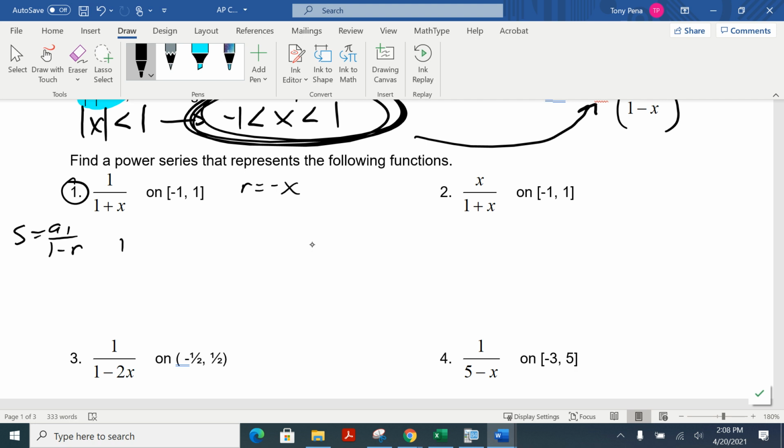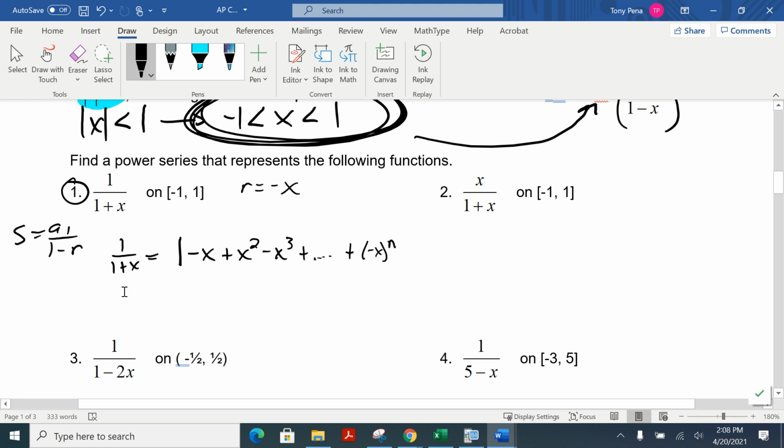So what that would be, the 1 over 1 plus x, would have had to have been an initial term of 1, and then we would have been multiplying by a -x over and over again until we get to the general term, and all that would have been was a -x to the nth power. We're just multiplying by -x over and over and over again. So that's if it's a -x.